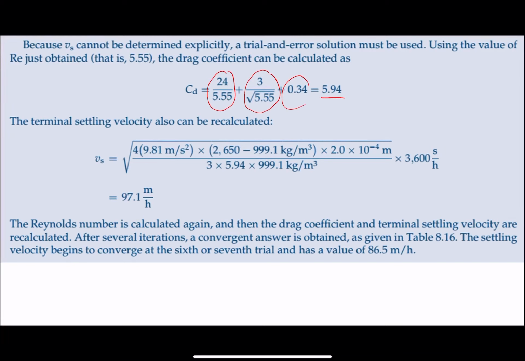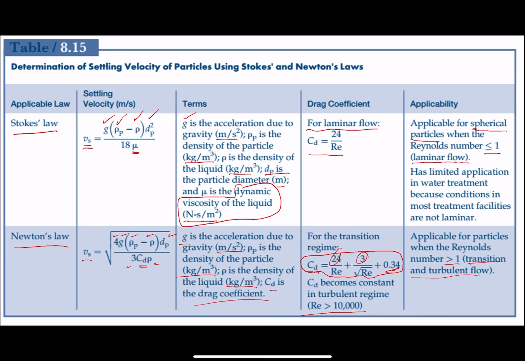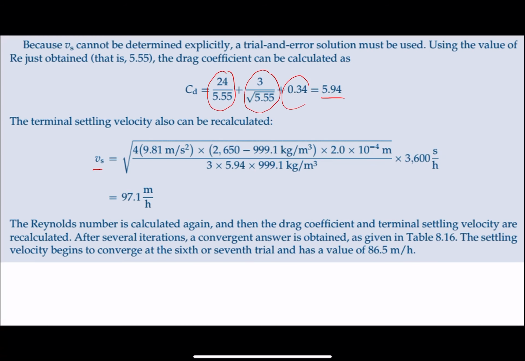Now we do Newton's settling velocity. We apply the same equation we have in this table: square root of 4 g, density of the particle minus density of the fluid, times the diameter of the particle, over 3 CD times rho. Okay, so we have everything, and you'll change seconds to hours. You'll end up with 97.1 meter per hour. Now we should calculate the Reynolds number again and check.